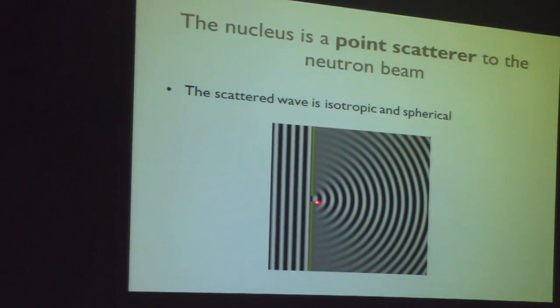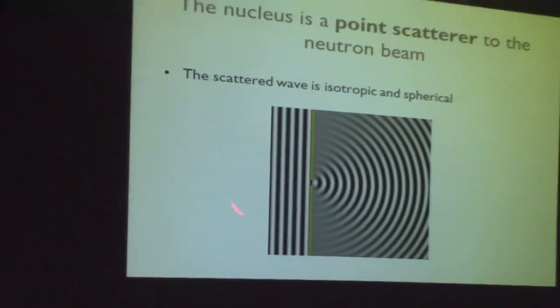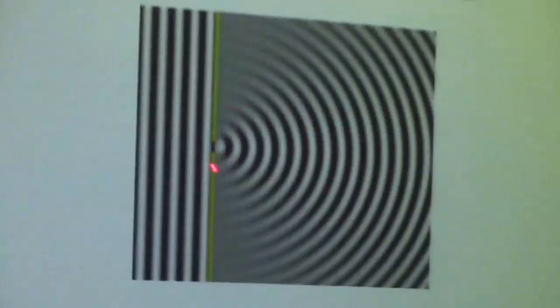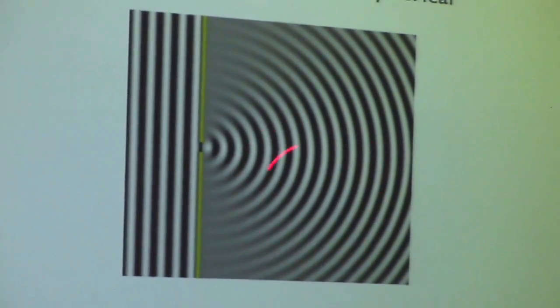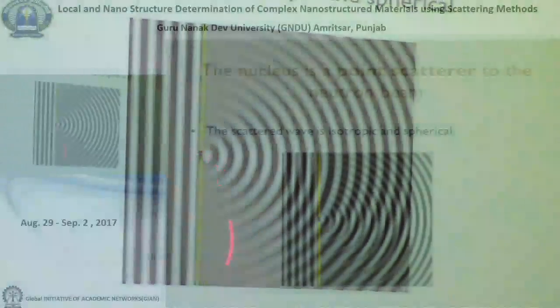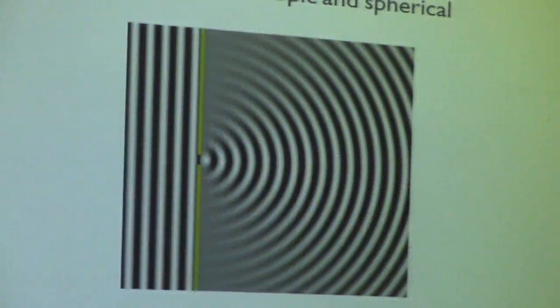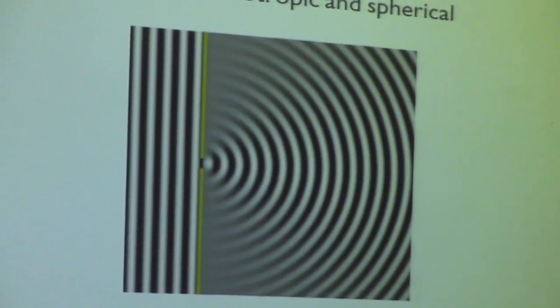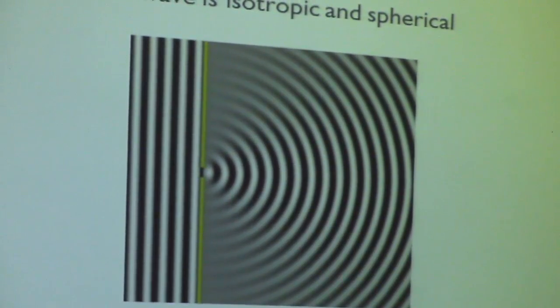Now, one slight difference is that this is basically a single slit experiment where you have a plane wave and then a slit, and you get a spherical wave coming out. And we're going to do interference experiments between two of these. That's basically the nature of the experiment. In the case of the neutron, because it's scattering from a nucleus which is basically like a point in space, it means that the form factor is uniform.